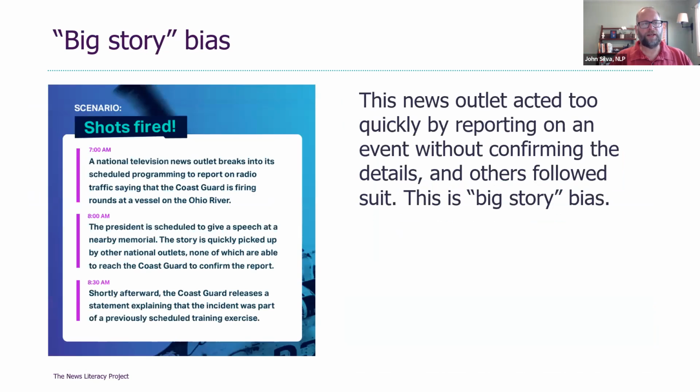And then another one is big story bias. This happens really frequently in breaking news events. So in this example, there's a breaking news event, and they break into the television coverage to say the Coast Guard is firing at a vessel on the Ohio River, and other news organizations pick up on it. But they reported on it too soon because they thought it was a major news story, and they wanted to report it first. They wanted to break the news first. They rushed it, and they didn't verify things. And that's what we call big story bias.